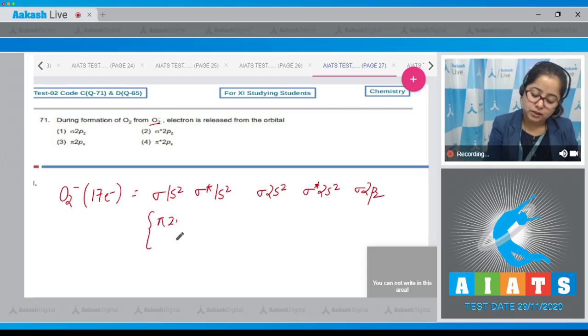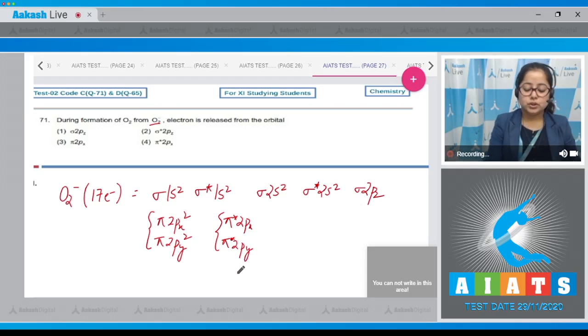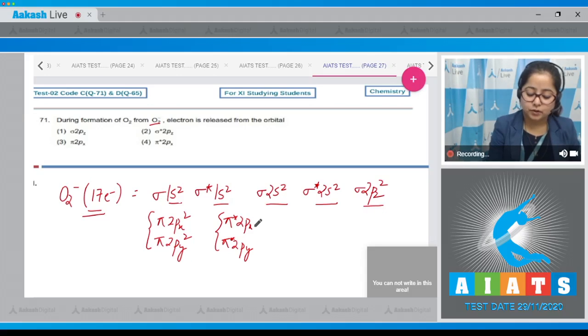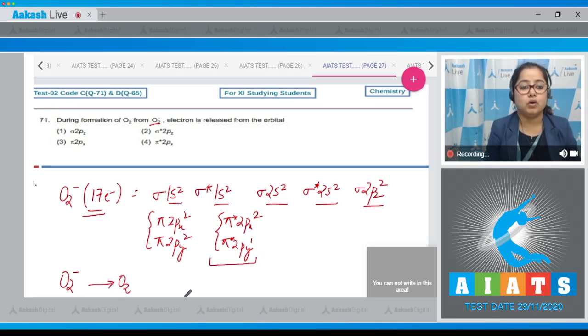then pi 2px, pi 2py, 2 each, then pi star 2px, 2py. So students, here there are 17 electrons, so 2, 4, 5, 6, 7, 8, 9, 10, 11, 12, 13, 14, 15, 16 and 17. That means if O2 minus changes to O2, the electron is being removed from the pi star orbital.